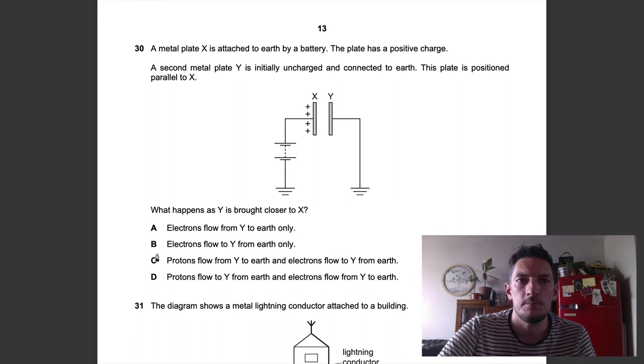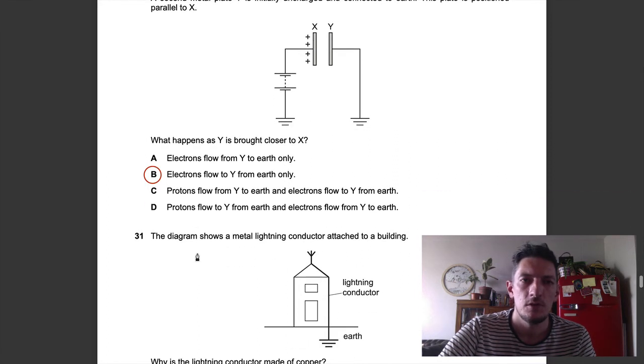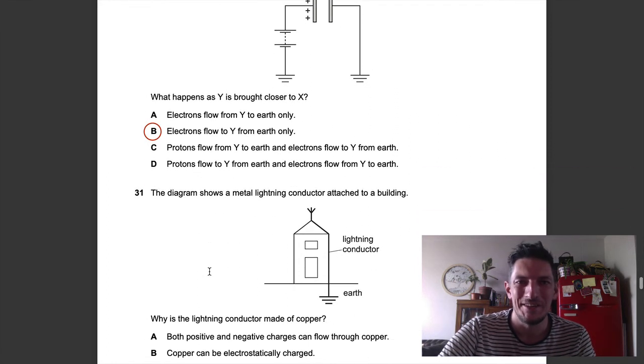So that's B. Remember, protons don't flow. Not in solids, they don't. They stay put. Electrons flow.